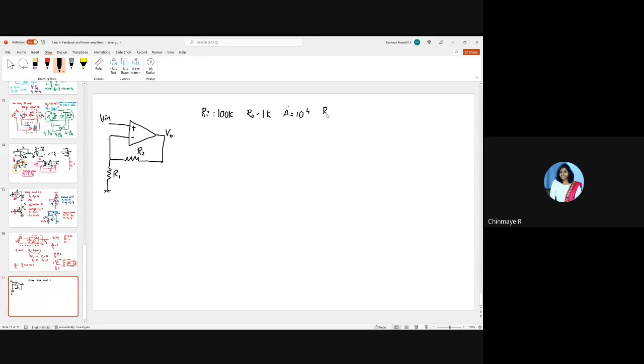Okay, Rs, that is the source resistance of Vin, which is given as 1K. RL, which is the load, is given as 2K. Okay. So now R2 will be 1 mega ohm and R1 will be 1 kilo ohms.